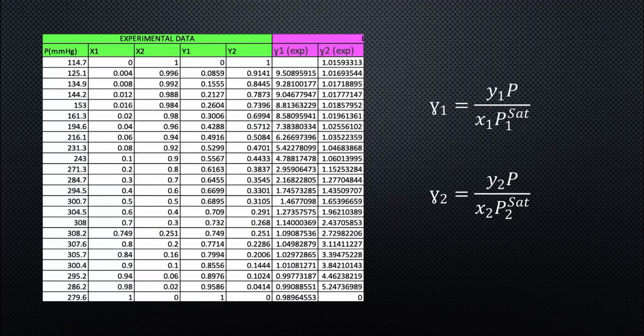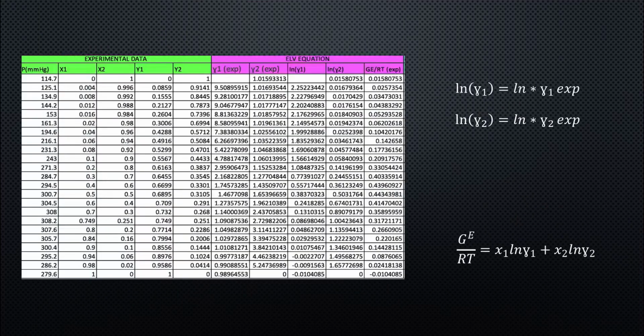Using the ELV equation to obtain x1, x2, and y1, y2, we can obtain gamma 1 and gamma 2 with this equation, by multiplying y1 by pressure, divided by x1 times the saturated pressure of ethanol. In the same way, to obtain gamma 2, the same equation is used: y2 times pressure divided by x2 times the saturated pressure of toluene.